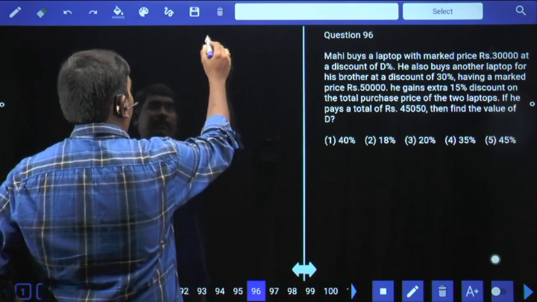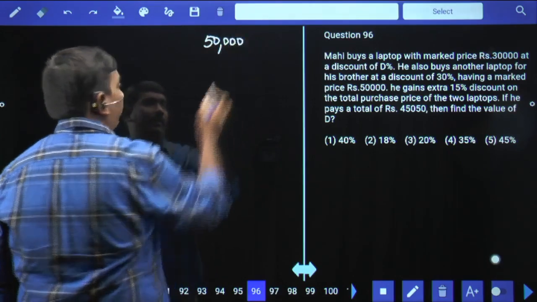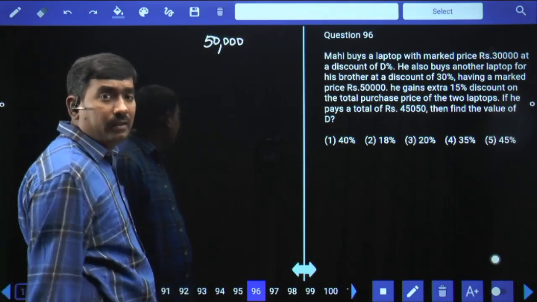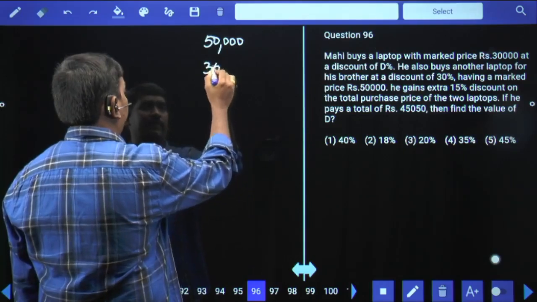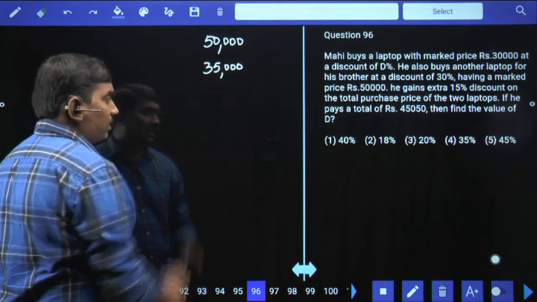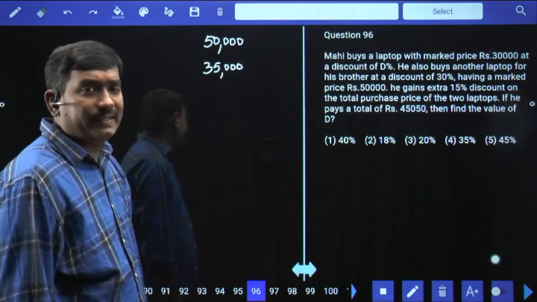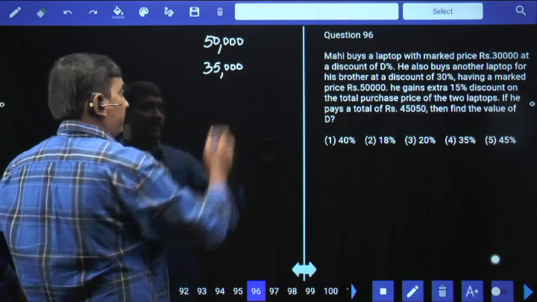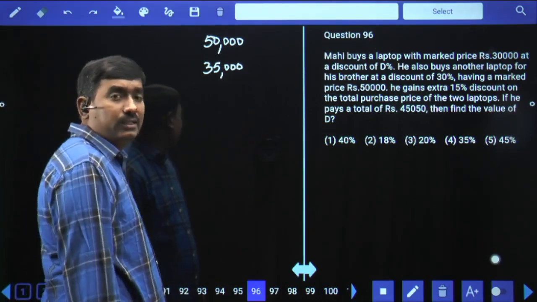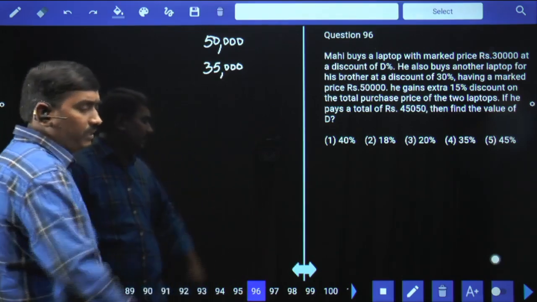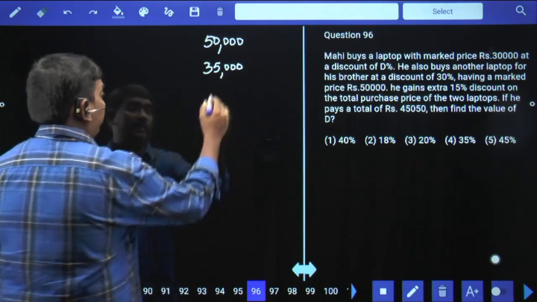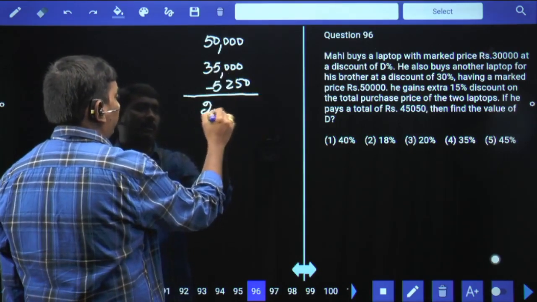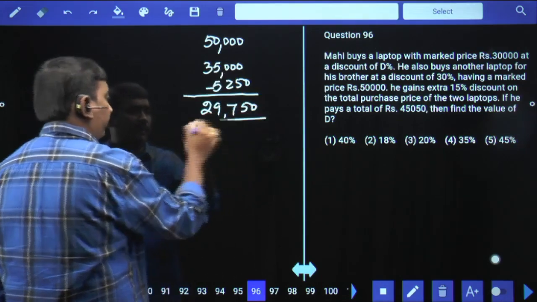See, for his brother's laptop, MRP 50,000, 30% discount means 30% of 50,000, which is 15,000 discount, so the remaining is 35,000. On this 35,000, again there is an extra discount of 15%. So 15% discount means 10% is 3,500 and 5% is 1,750. 3,500 plus 1,750 is 5,250 discount. It means the brother's laptop he got only for 29,750.